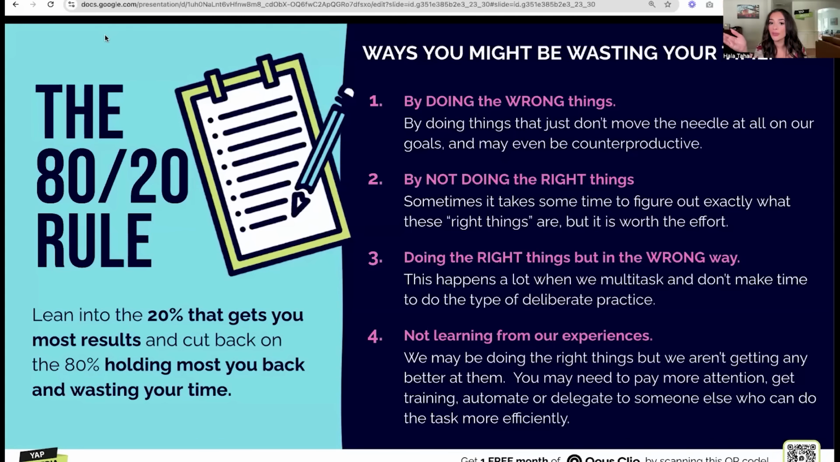You're taking too long. You're being inefficient and then not learning. You're not getting better. You're not hiring. You're not automating. You're not delegating, right? So these are all the different ways that you might be wasting your time. And again, you need to focus on the 20% that's going to get you where you want to go faster.